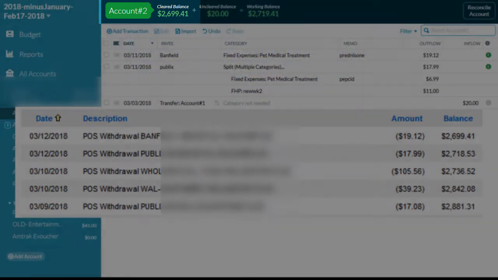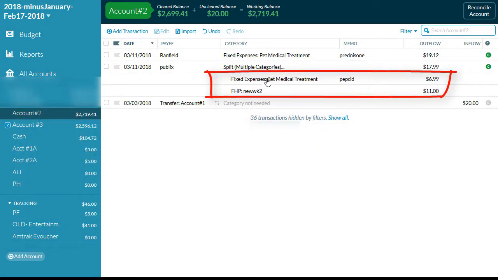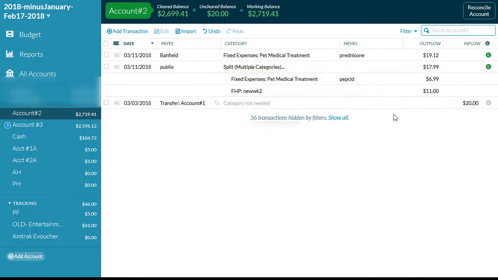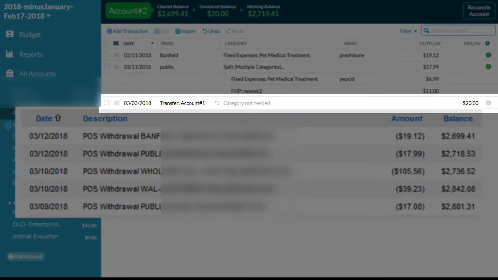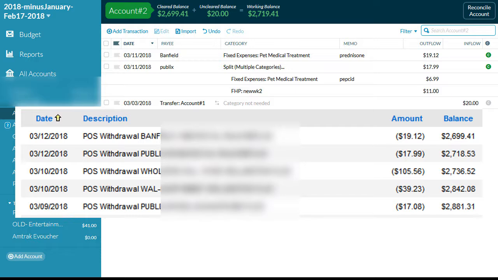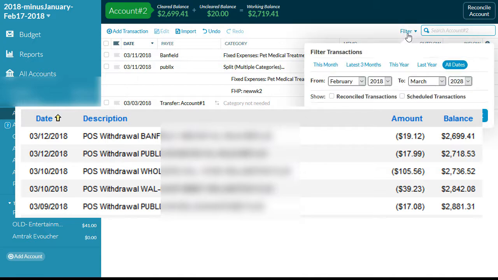Notice, just so I'm sure that you realize this, that these two transactions are part of the split, right? So they're not separate transactions. But notice that there was a transfer that I expected to come in for $20. And if I look at my bank statement, I don't see that transaction. The reason I know I don't have to go back any further is because when I look at the oldest transaction on the bank statement, which is the Publix on the 9th of March for $17.08, I know I've cleared it, but I can show you that so you can know as well.